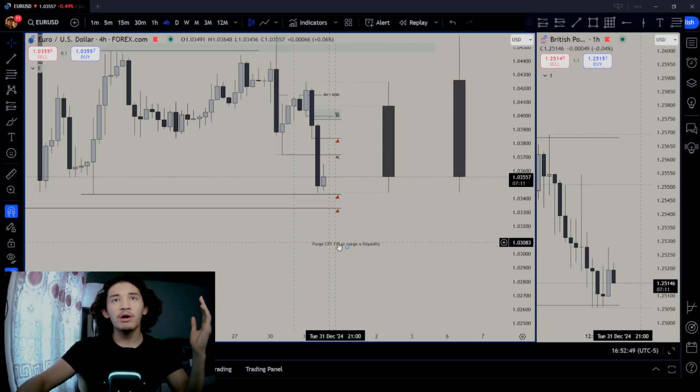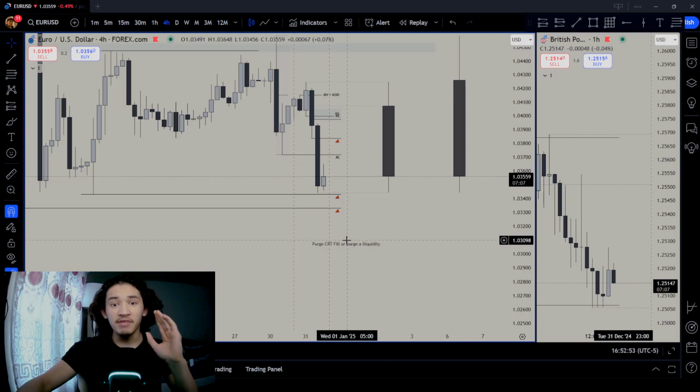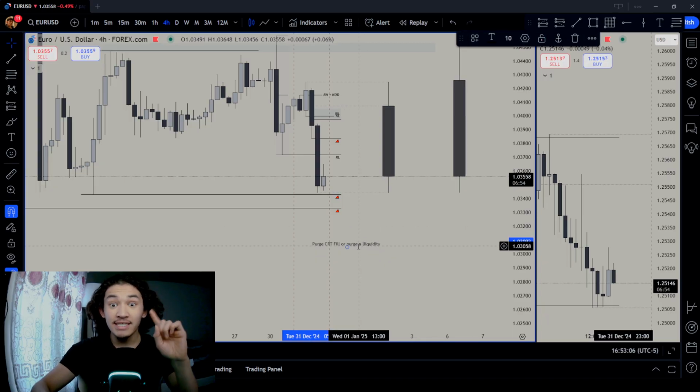Another one could be tapping a higher time frame key level, which could be, if you're trading a 15-minute CISD, you have to tap a 4-hour key level. If you're trading a 5-minute CISD, you have to tap a 1-hourly key level or purge liquidity, right? Those are requirements for a CISD only.